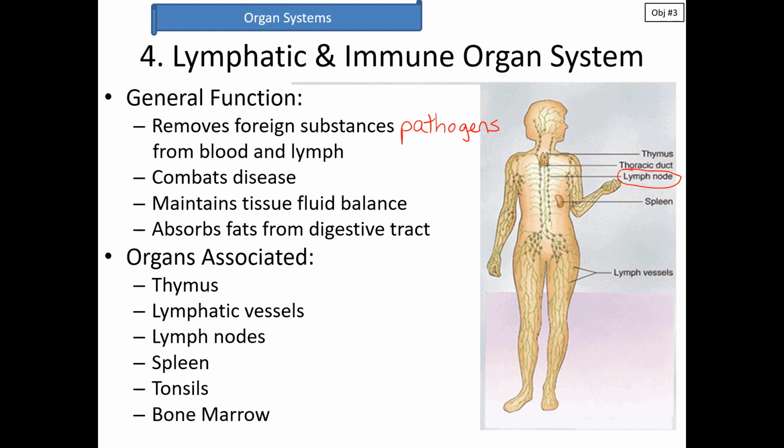Organs associated: these are ones you may not have heard too much of before. The thymus gland, which sits above the heart. Lymphatic vessels, which are represented by all these little green lines. Lymph nodes, the circular structures. The spleen looks a lot different in the rat than it does in a human. Tonsils, those aren't really pictured on this. They're up in the mouth and nose area. And then bone marrow, which is in the middle of the bone.